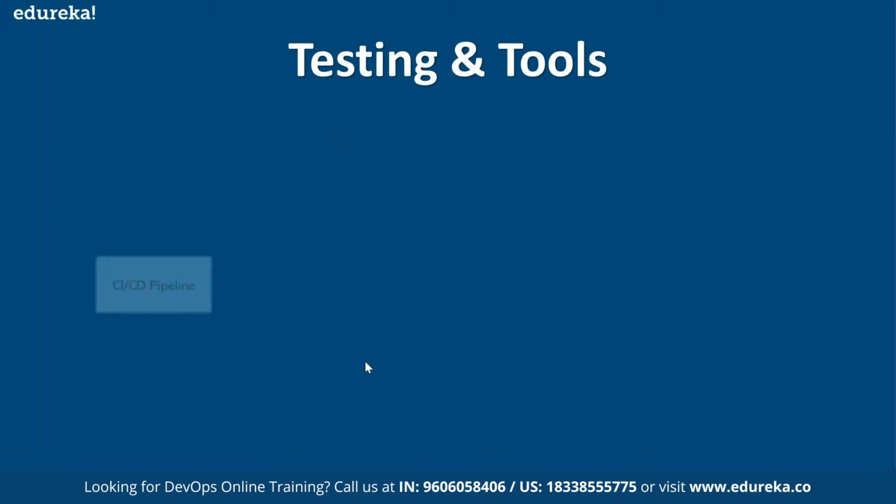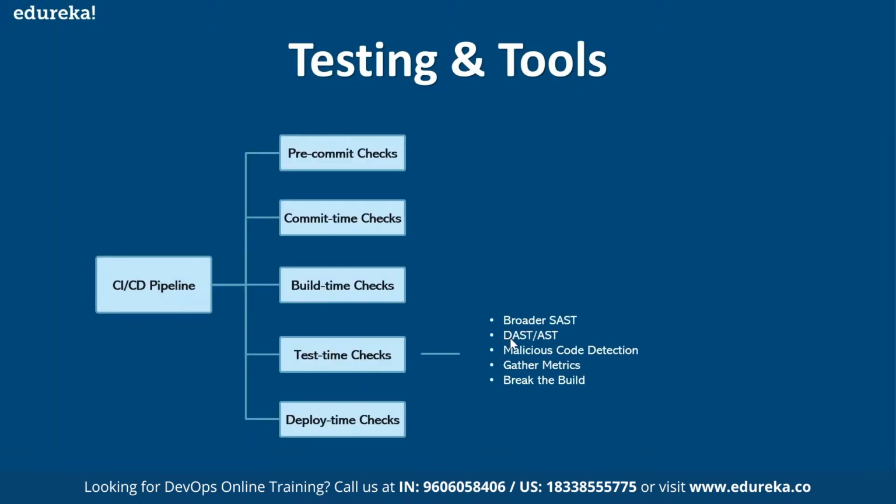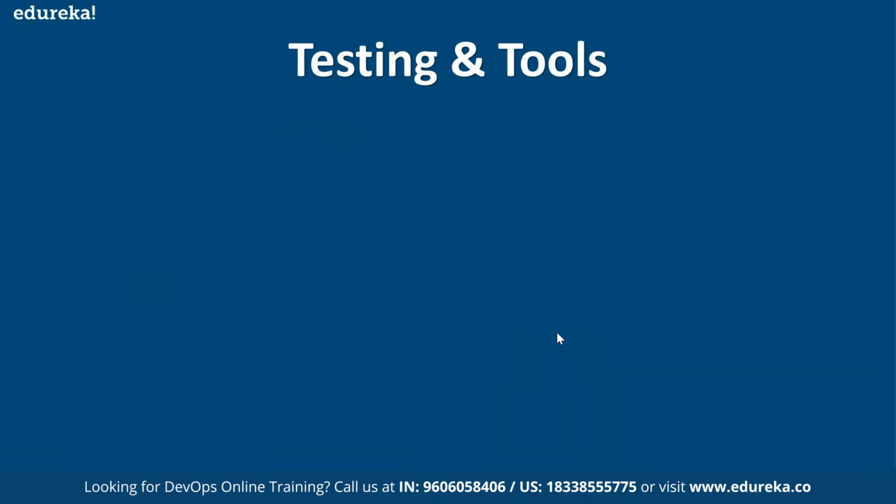Now test time checks are there. Here DAST has come. Why has DAST come over here? When we do the testing, do we have our environment ready? Can we do the testing without having code deployed into the environment? No. Once your code is deployed, your environment is ready, that is when DAST testing happens, which we have discussed. So SAST and DAST: SAST is for your source code, DAST is for your environment. Then you will have your deployment checks.